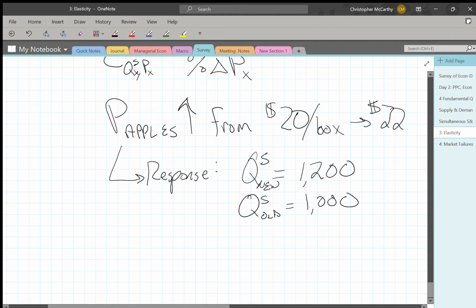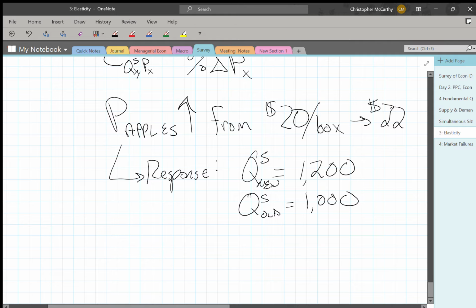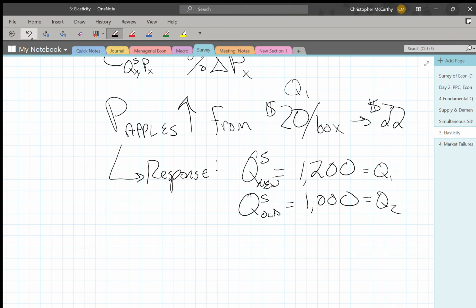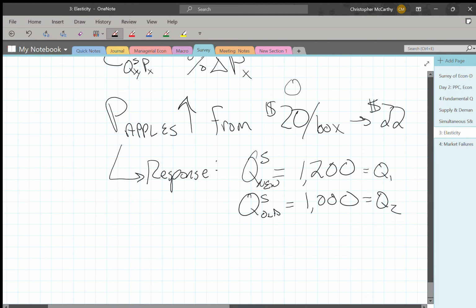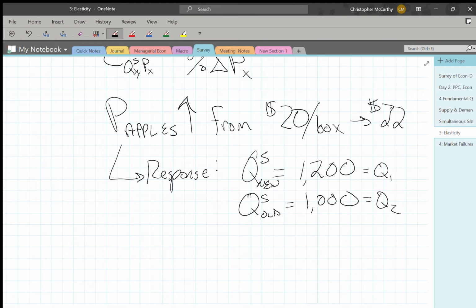But for all intents and purposes, it doesn't matter what's new and old. I just need to associate the right price with the right quantity. I can calculate it both ways, and because of the midpoint method, it's still going to give me the same exact answer. So really, we can just think of this as Q1 and Q2. Oh yeah, that is Q1. No, Q1 should be old. Too easy to mess up.